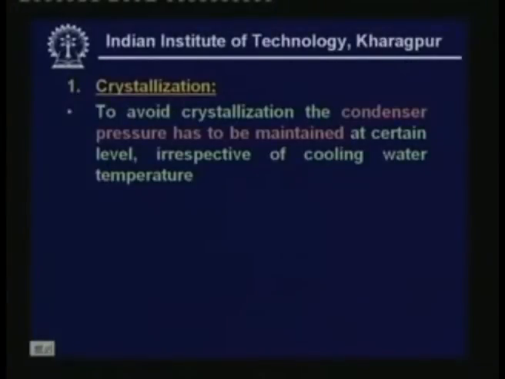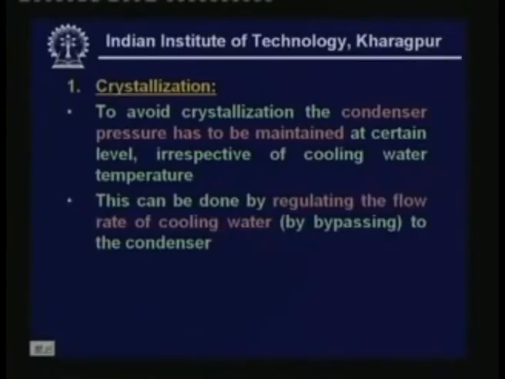On the other hand, if the condenser pressure is low and your solution is highly concentrated and hot, then the chances of entering the crystallization zone are more. So in practical systems, even though your condenser pressure, depending upon the availability of cooling water, is low, you have to maintain the condenser pressure artificially high, so that crystallization is avoided. That's what is mentioned here. To avoid crystallization, the condenser pressure has to be maintained at a certain level irrespective of cooling water temperatures. This can be done by regulating the flow rate of cooling water, that means by bypassing the condenser.